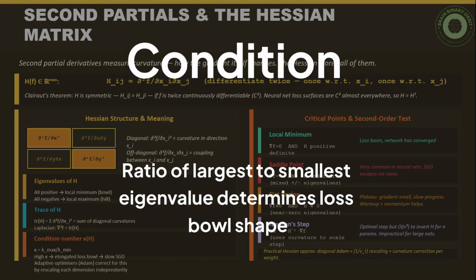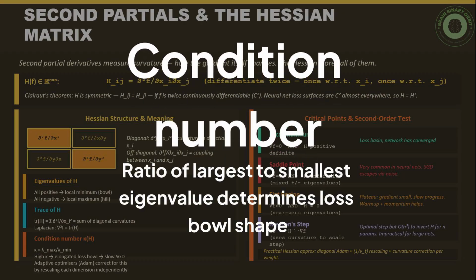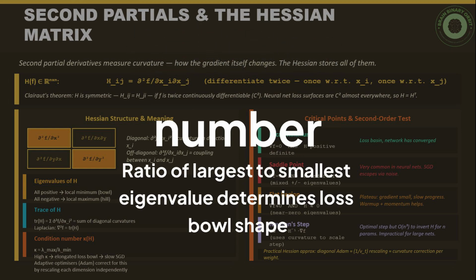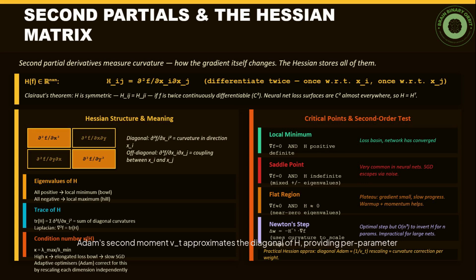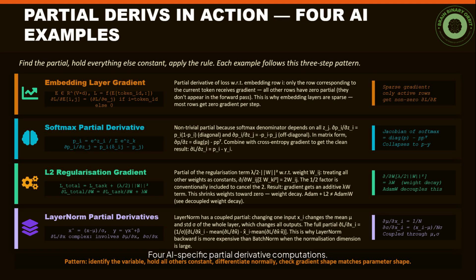The condition number of H, largest eigenvalue divided by smallest, determines how elongated the loss bowl is. High condition number means gradient descent zigzags slowly. Adam's second moment v_t approximates the diagonal of H, providing per-parameter curvature correction without inverting H.